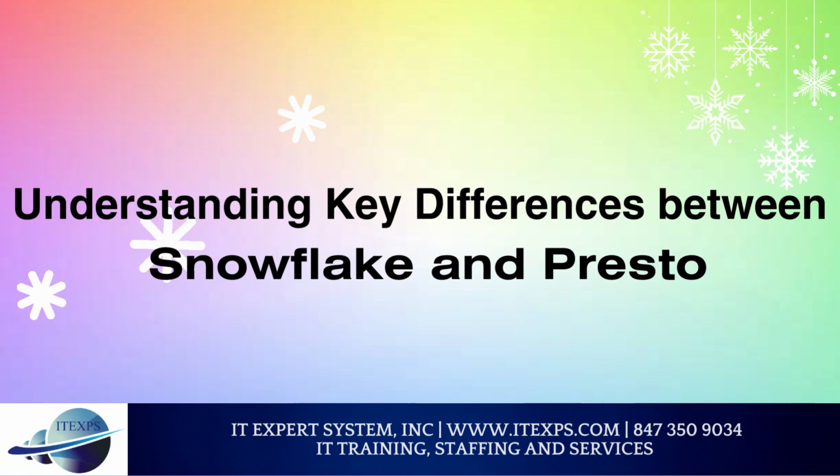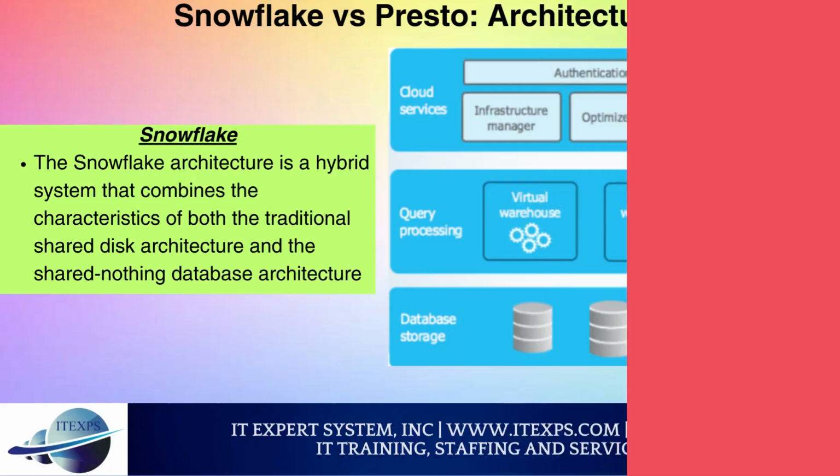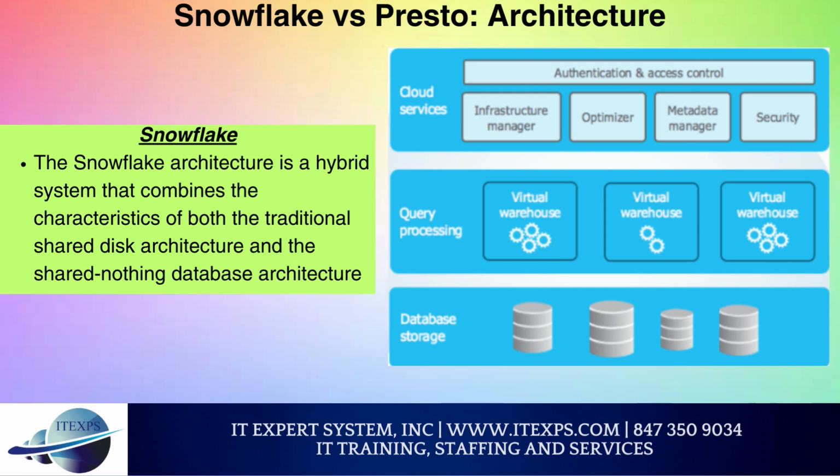Understanding key differences between Snowflake and Presto. Snowflake versus Presto architecture. Snowflake. The Snowflake architecture is a hybrid system that combines the characteristics of both the traditional shared disk architecture and the shared nothing database architecture. Specifically designed natively for the cloud, it combines an innovative SQL query engine with 3 core layers: database storage, query processing, and cloud services.